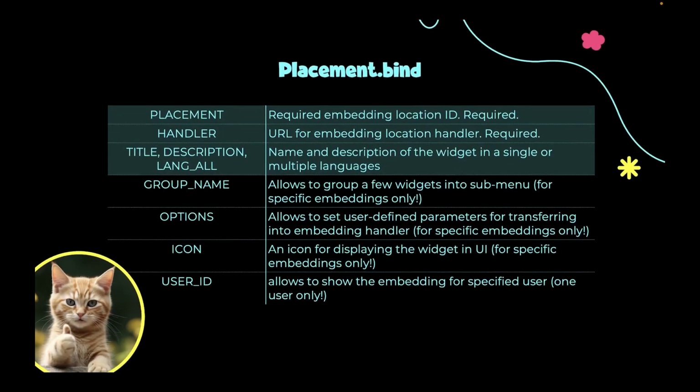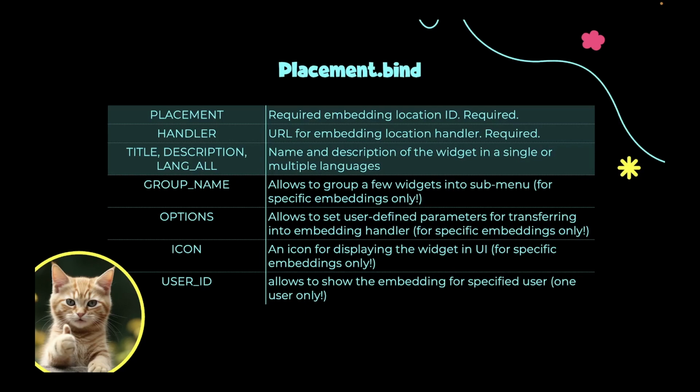Let me give you a quick reminder of how to add a widget via the REST API. It's a straightforward process. Use the placement bind method with the main parameters: placement, code for where your widget will be displayed, handler, address of the handler implementing the widget's user interface, title, description, lang, parameters with names and descriptions of the widget shaping the interface. Refer to the video course examples for a better understanding.